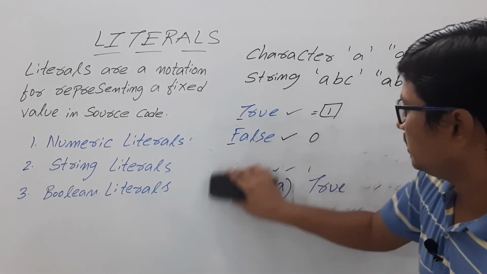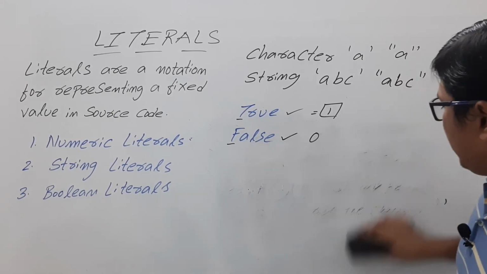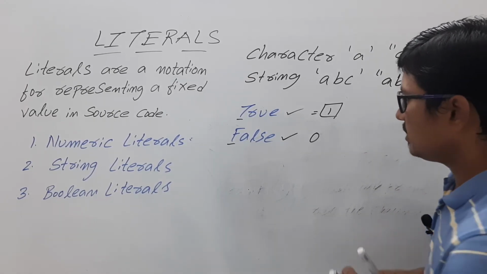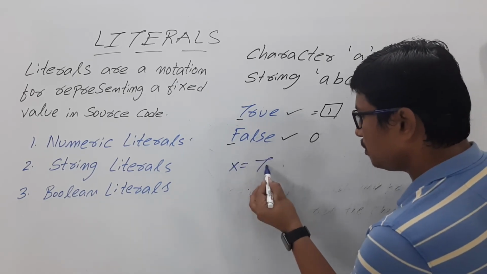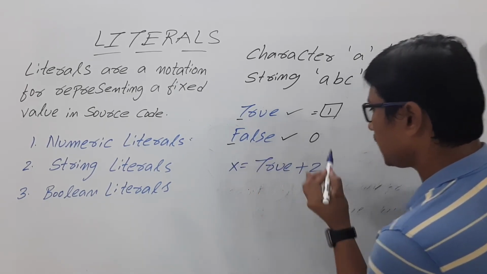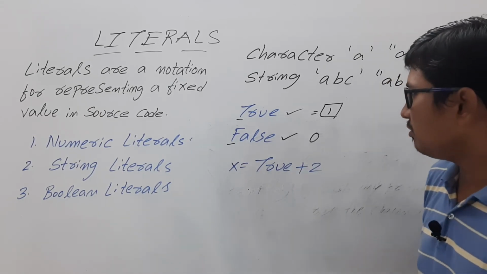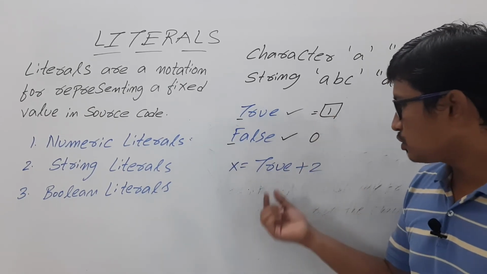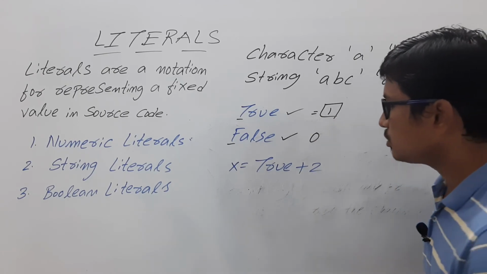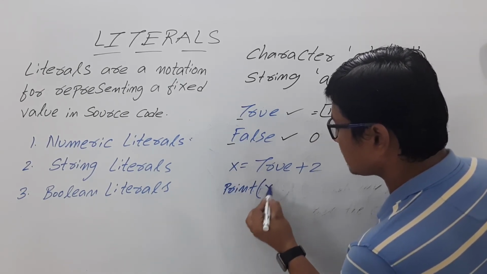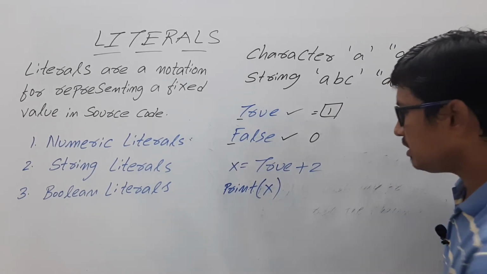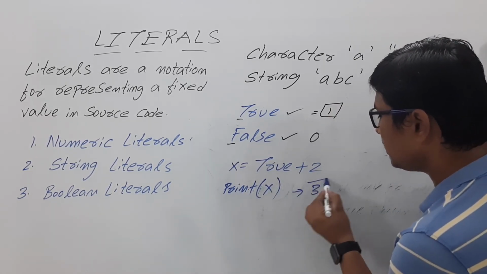Similarly, let's take that if I have written x = True + 2. What is True? True will give the value as 1. So 1 plus 2 will be 3. So if I print x, then it will give me the value 3 as an output. If you have a doubt, you can verify it.